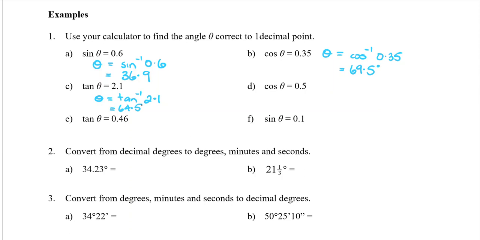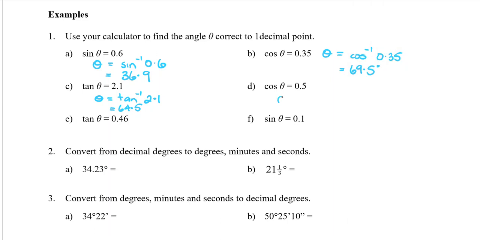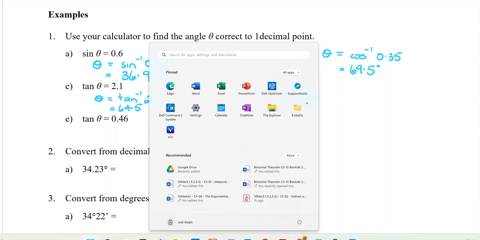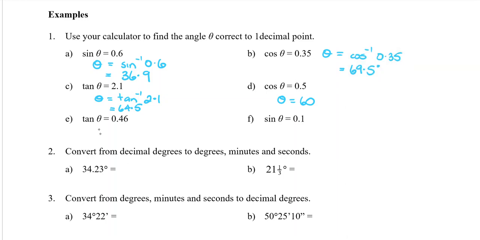All right, do you think we can do the last three without the working line? So if I want to do D straight into my calculator, I need to press shift cos of the 0.5. Oh, that's a very nice one. That's exactly 60 degrees. So theta equals 60. Type in the next one. Shift tan of 0.46. Oops, that was the wrong tan button. Better try that again. Shift tan. Yeah, it works the same. It's just faster to type in. Was it 24.7?